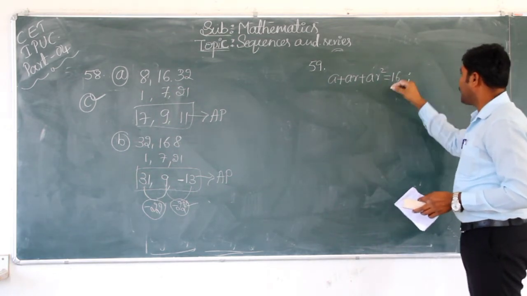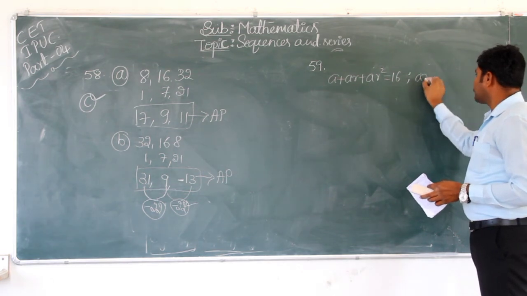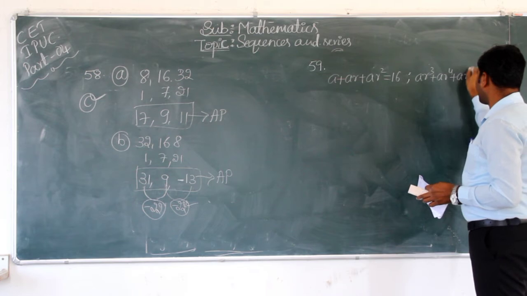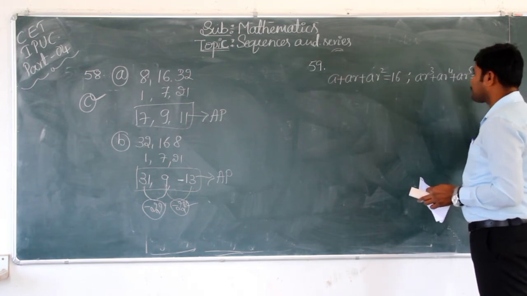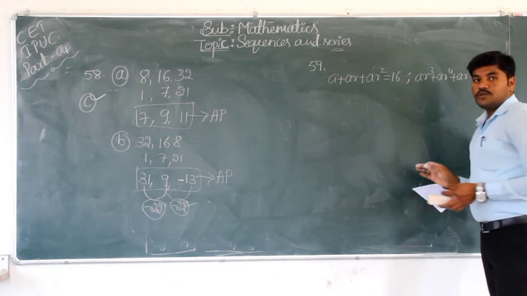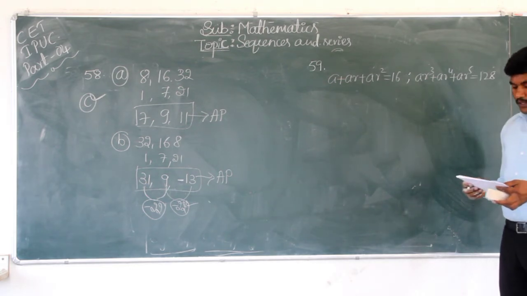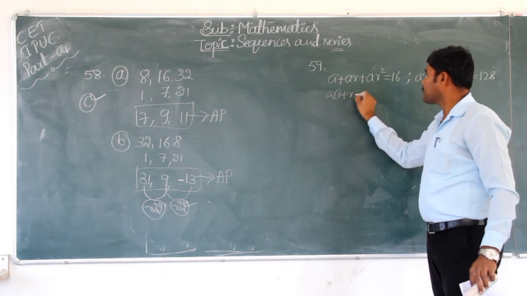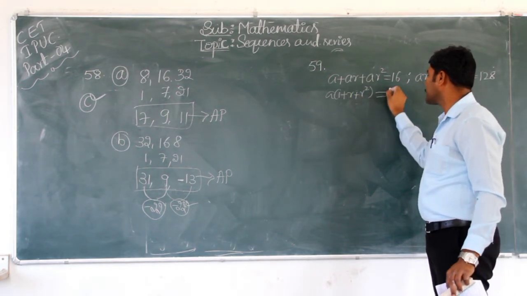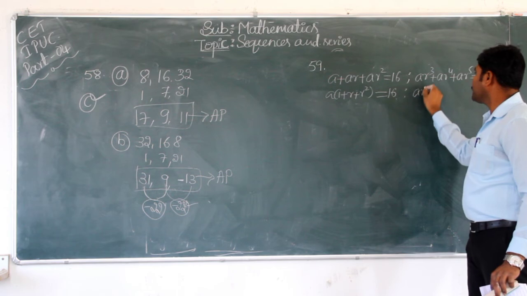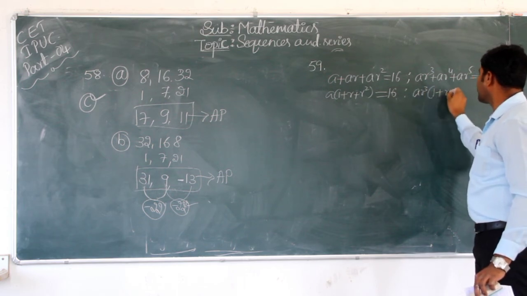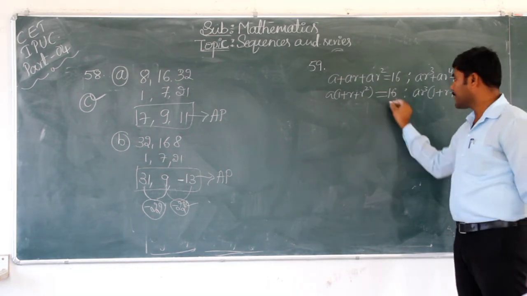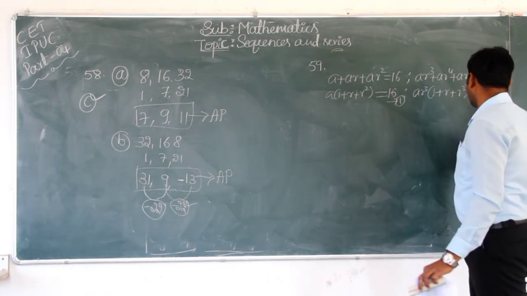Here only one equation. And the sum of the next three terms means ar cube plus ar to the power of 4 plus ar to the power of 5, that is equal to 128. Use these two equations to find out Sn. See here, in each term a is common. Take outside: a into 1 plus r plus r square is equal to 16. Here also ar cube is common. Take outside 1 plus r plus r square, that becomes 128. Divide these two equations, taking them as equation first and second.